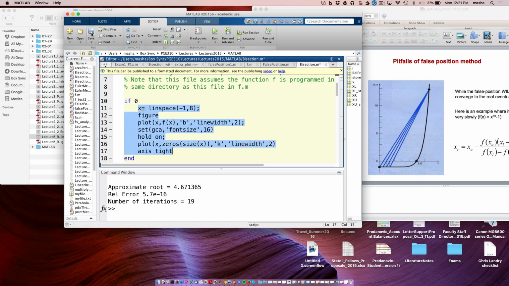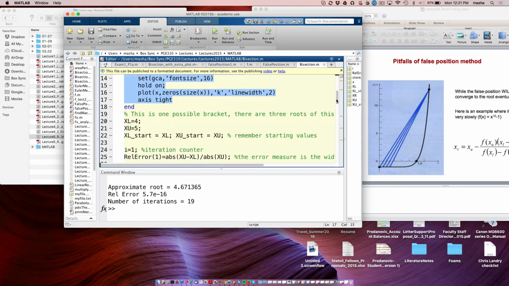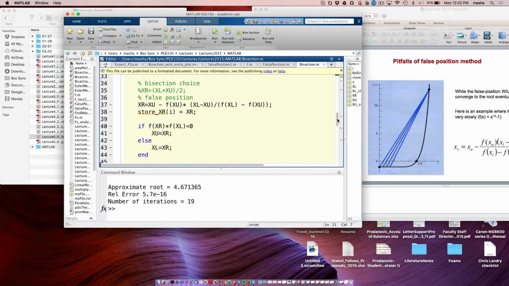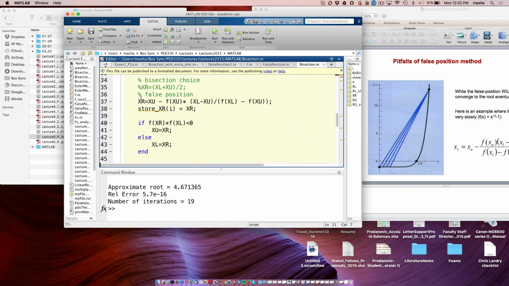So I'm going to ignore that part. And I'm going to say, okay, this is 0 and 1.3. So let's see what bisection does. I hope I didn't make any other mistakes. Okay, this is now bisection.